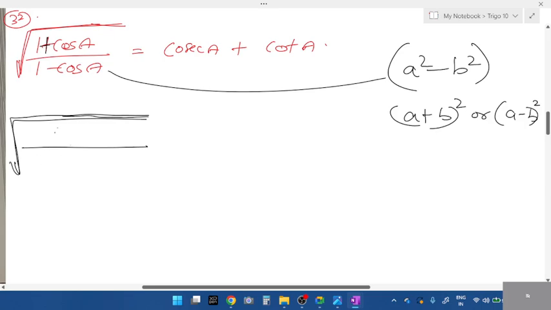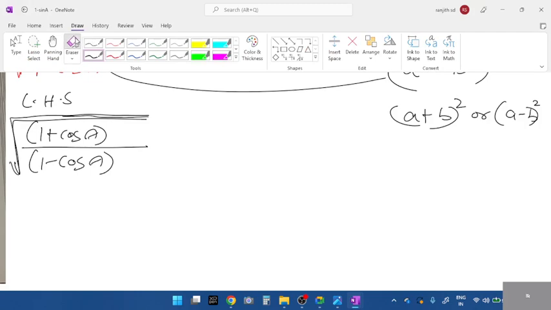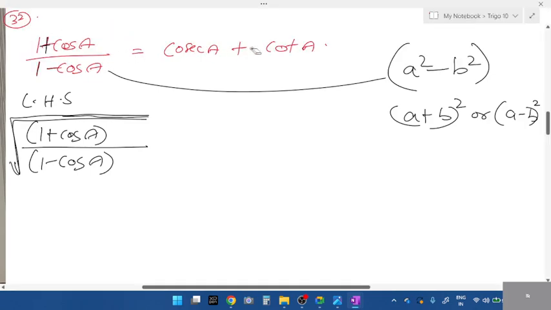I'll tell you how to solve this. First, we give preference to the denominator, students, not the numerator. 1 minus cos a is given. This is the question: the square root of 1 plus cos a over 1 minus cos a. Take LHS and we need to solve it. If the square root wasn't given, which side do we need to take, left hand side or right hand side? All of you respond. Which side would we have solved? Right hand side, because cosec and cot are given. We would have solved the right hand side. Remember this, whenever a root is given, take that side, students.